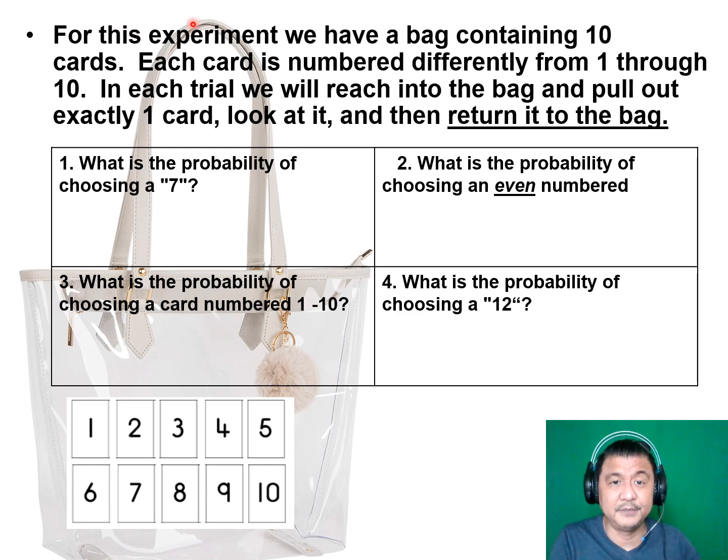Okay, let's try this problem. For this experiment, we have a bag containing 10 cards. Here are the 10 cards. Each card is numbered differently from 1 through 10. In each trial, we reach into the bag and pull out exactly one card. We look at it and then return it for the next problem.